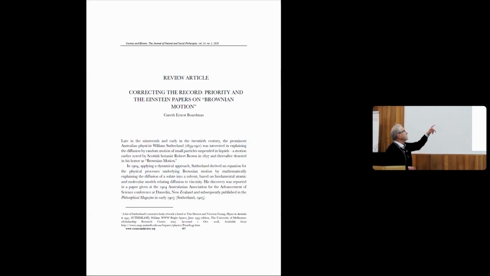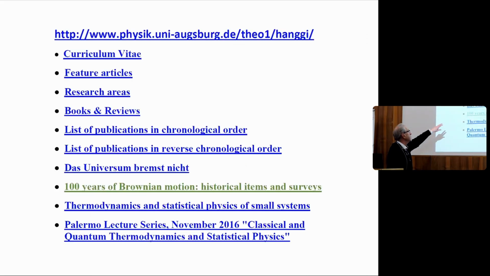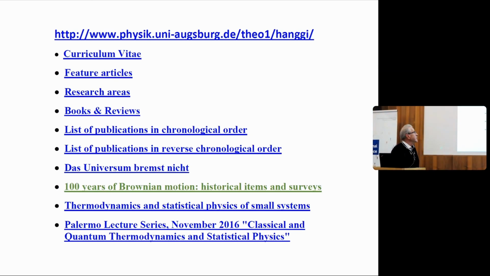And correcting the record, so the Australian people were quite unhappy, but you find all these papers, also the original papers of Dunedin, which I had to wait for almost 30 years to get from my conference proceedings. You find it actually on my homepage, where I have a page entitled 100 Years of Brownian Motion, Historical Items, and you find there a whole series of all these original papers. But it took me really hard work to get this.